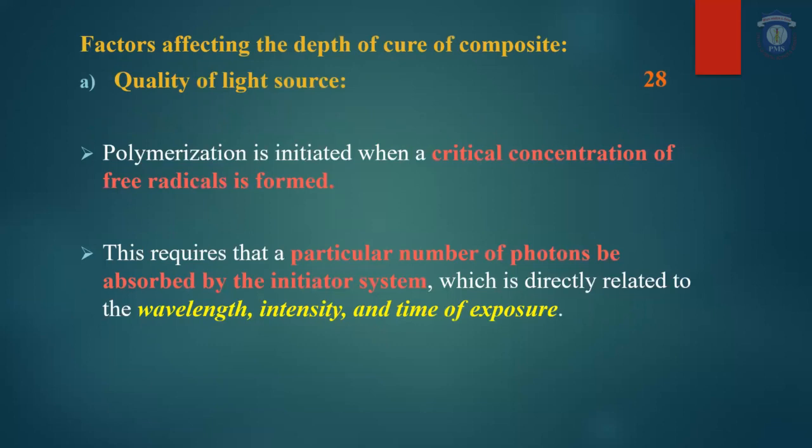Factors affecting depth of cure of composites: as I mentioned before, you cannot have a standardization for all types of composites. There are various factors which determine to what depth the composites are completely cured. First factor is the quality of light source. As I mentioned before, polymerization is initiated when a critical concentration of free radicals is generated. And for generation of free radicals, a particular number of photons have to be absorbed by the initiator system, which in turn is directly related to the wavelength, intensity, as well as time of exposure.